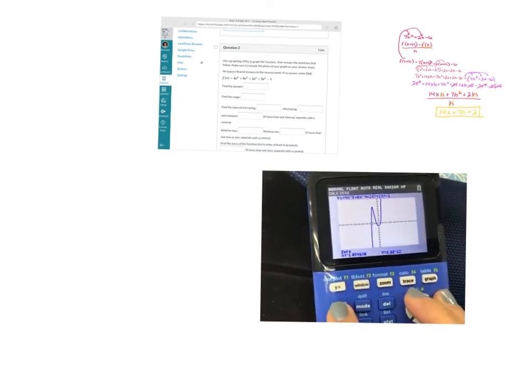When you're using a graphing utility, you're not going to be able to get an open dot or closed dot. It would only happen if you were graphing piecewise functions, which we're not doing.